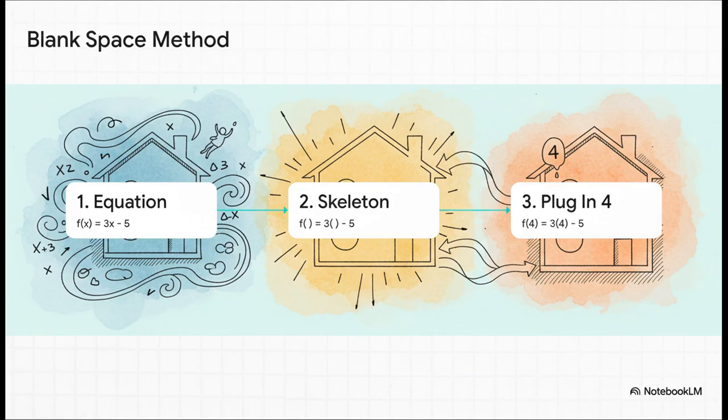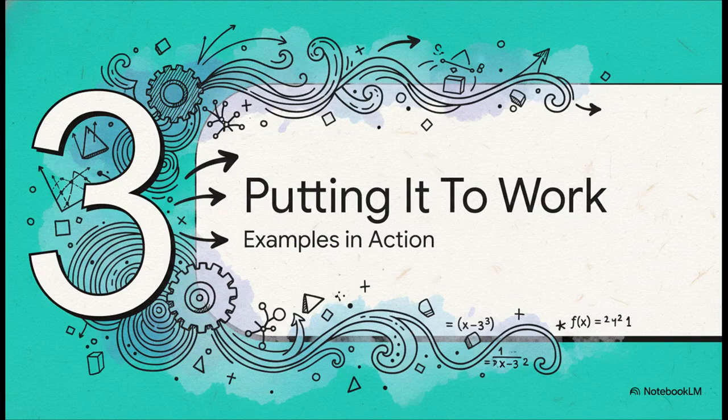And this shows you exactly what I mean. Look, we start with f of x equals 3x minus 5. But step 2, that's the magic. We rewrite it as f of parentheses equals 3 parentheses minus 5. We've created these perfect little parking spots for our number. And only then, in step 3, do we drop our input, in this case the number 4, right into those spots.